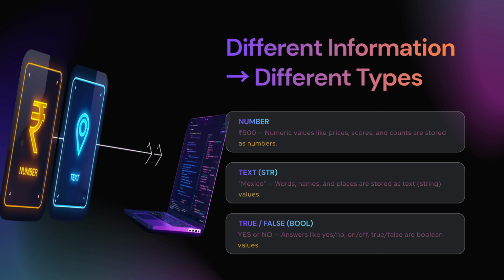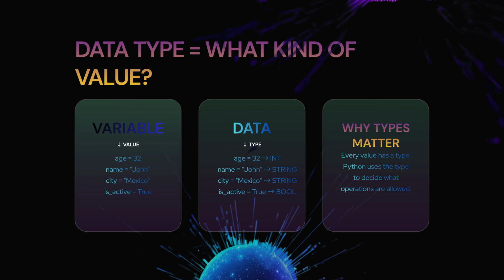So, what exactly is a data type? A data type tells the program what kind of value a variable stores. Let's look at a few simple examples. We have age equals 32. 32 is a whole number, so its data type is int, or integer. Then we have name equals John. John is text, so its data type is string, or str. And city equals Mexico is also text, so that is a string as well. Finally, we have is active equals true. True or false values are called Boolean, or bool. So remember this simple idea. A variable stores a value. And the data type tells Python what kind of value it is.